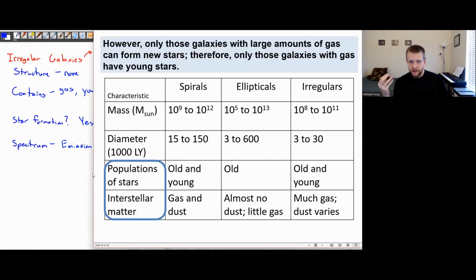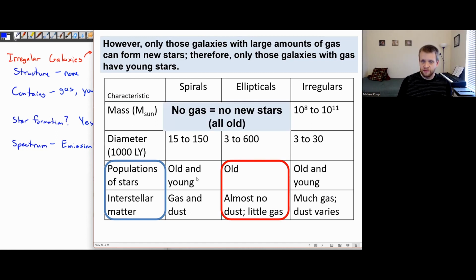However, the galaxies that still have gas and dust clouds are the ones that can form new stars. The spiral galaxies have a way of recapturing gases that are ejected at the ends of stars' lives, during those supernova events. Irregular galaxies still have a lot of gas, so they can form new generations of stars. So only those galaxies that have gas have those young stars. That's an important connection to make.